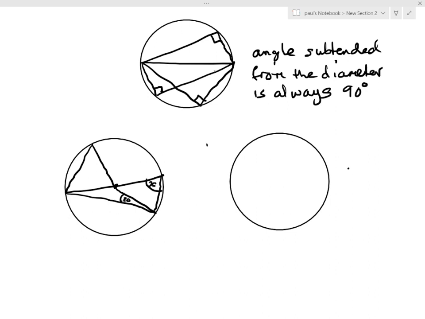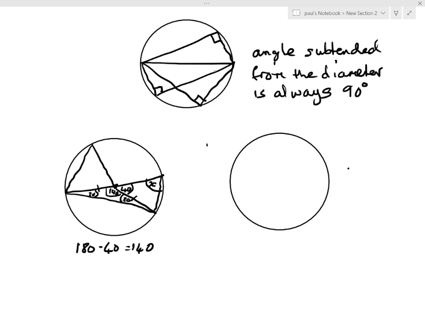Right, so anything that comes from the center is an isosceles triangle, at least. Therefore, this one will be 20, and those two make 40. If that is 40, then 180 minus 40 equals 140. So that one is 140. Now, this is on a straight line here, so this will be 180 minus 140, which is 40.